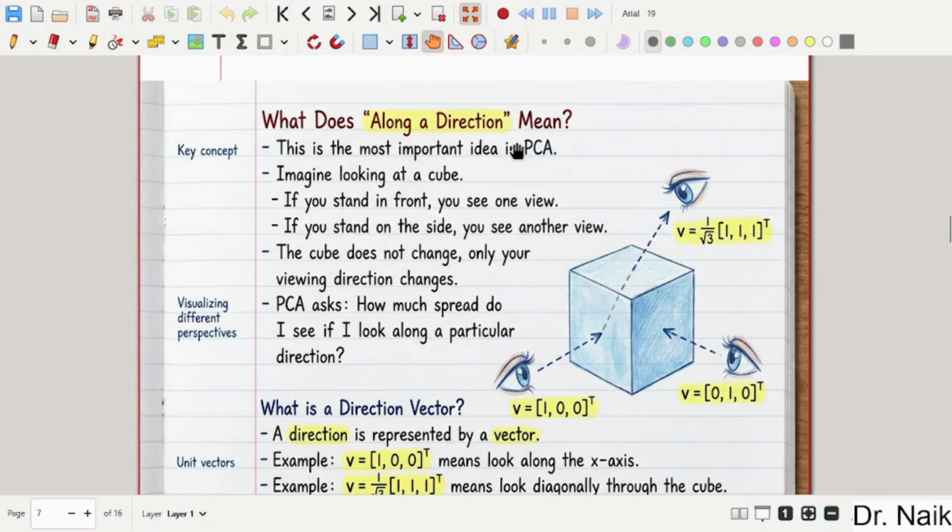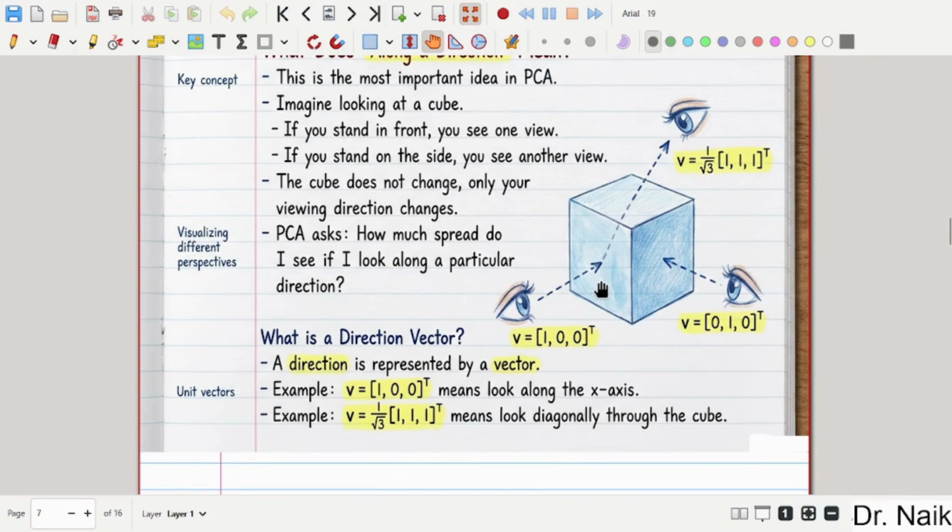What does along a direction mean? This is one of the most important ideas in PCA. Imagine looking at a cube. If you stand in front of the cube, you see one view. If you stand on the side, you see another view. The cube does not change, only your viewing direction changes. PCA asks, how much spread do I see if I look along a particular direction?